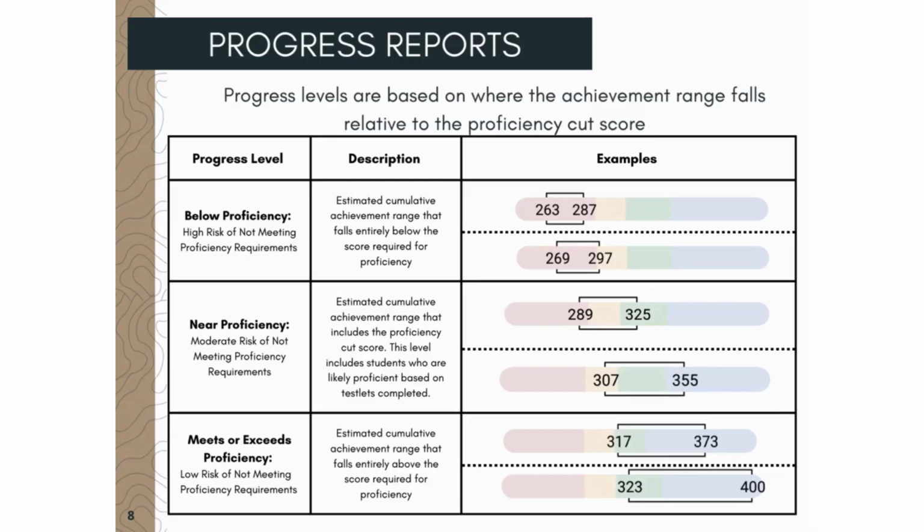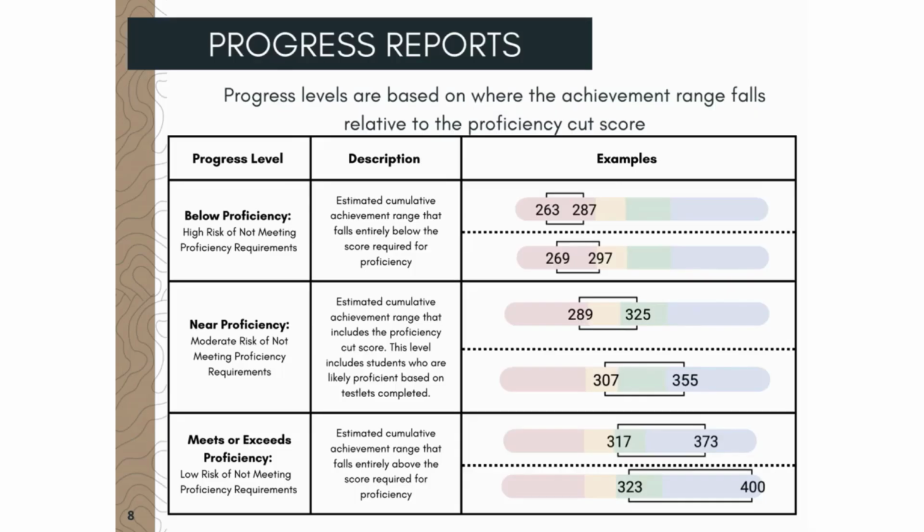Now let's look at the near proficiency progress level. Students in this level have a moderate risk of not meeting proficiency requirements. The estimated cumulative achievement range for students at this level does include the proficiency score cut. Students in this level could be likely proficient based on the completed testlets. Looking at the top example, this student has a cumulative achievement range that goes from the high end of the novice range to the low end of the proficient range. Because that estimated cumulative achievement range is within the proficient range, they are categorized as near proficient.